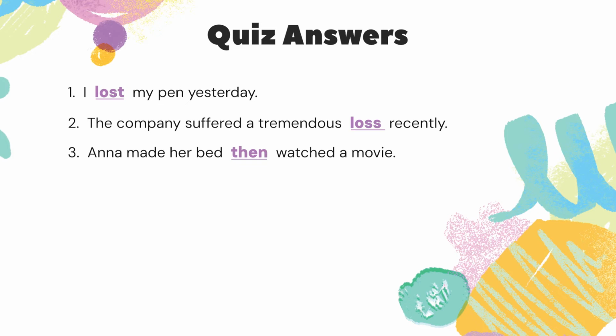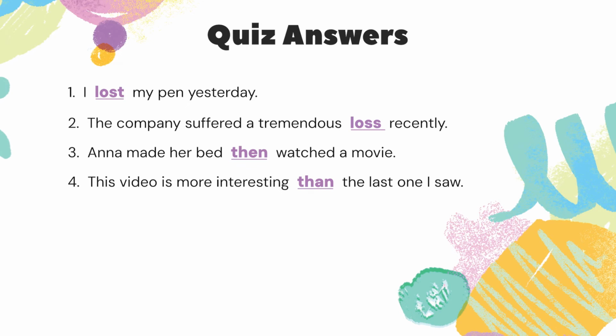3, Anna made her bed, then watched a movie. Then is indicative of time. It's kind of the cousin of next or after, so it's very much appropriate here. Number 4, this video is more interesting than the last one I saw. Since than is used to make comparisons, number 4 is very much correct.